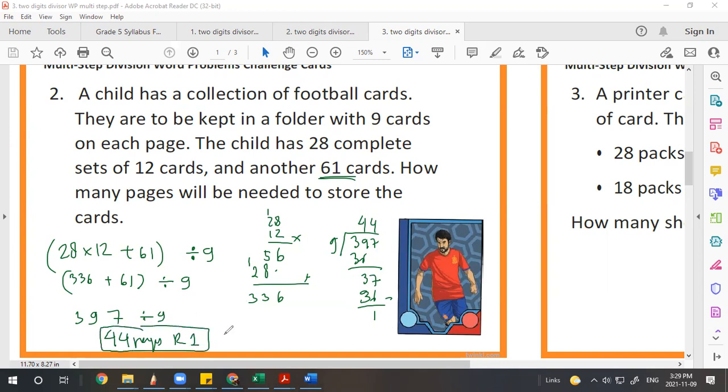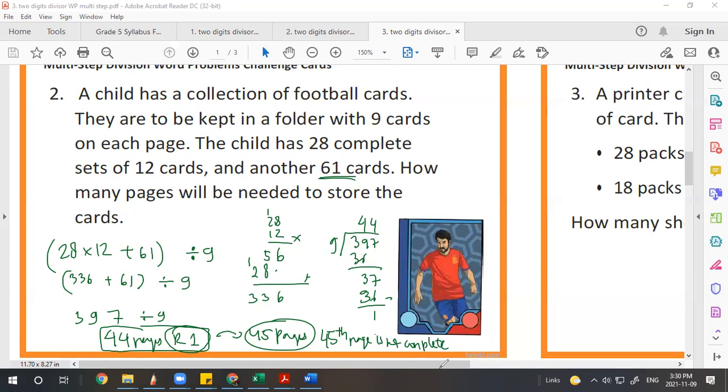Okay, so it has to be 45 pages. Why? Because you have to put one more card on the next page. So 45 pages, but the 45th page is not complete. Only one card for the remainder. Okay, I think that's quite simple and makes sense, because you have to understand how to deal with this. Okay.